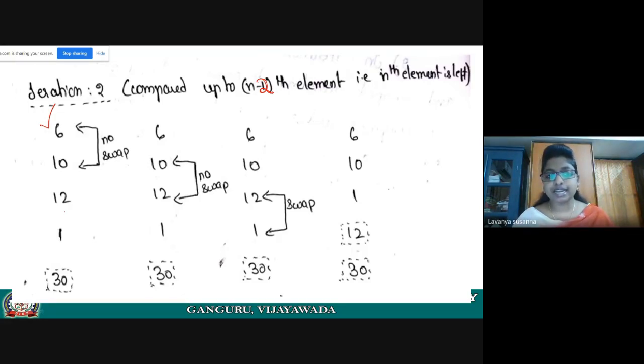Compare first element, second element, third element, fourth element at fifth. First element, second element, compare. Next, second element, third element, compare. Next, third element, fourth element, compare. Don't consider the n minus 1 element. You need to compare up to n minus 2. I hope you understood.